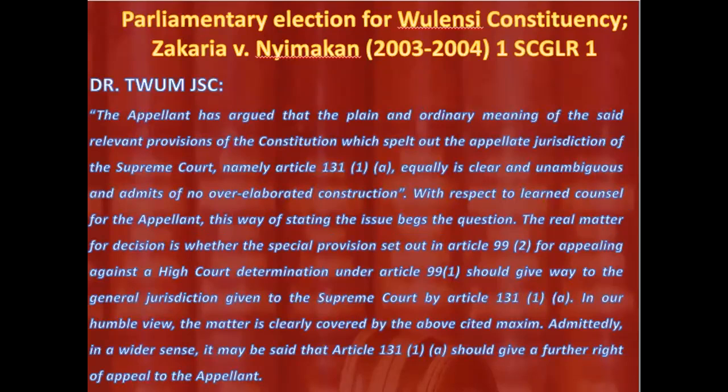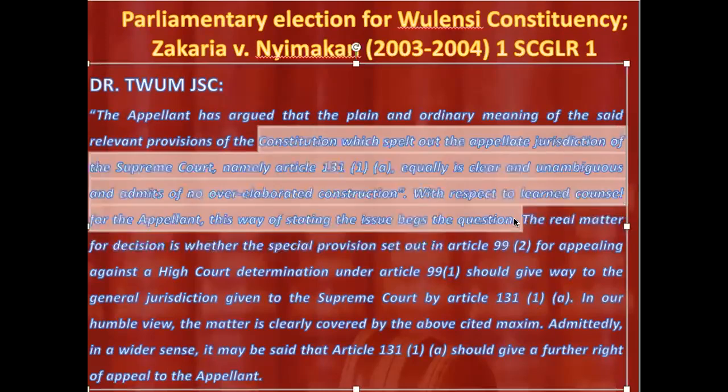This maxim may be explained as follows. Where there is a general enactment in a statute, which if taken in its most comprehensive sense, would override a particular enactment in the same statute, the particular enactment must be operative, and the general enactment must be taken to affect only the other part of the statute to which it may properly apply. The appellant has argued that the plain and ordinary meaning of the said relevant provisions of the Constitution, which spelled out the appellate jurisdiction of the Supreme Court, namely Article 131 clause 1A, equally is clear and unambiguous and admits of no over-elaborated construction.